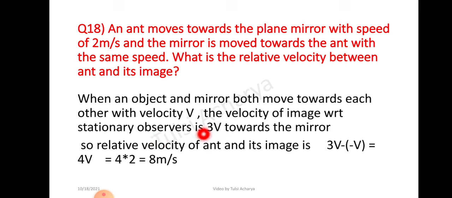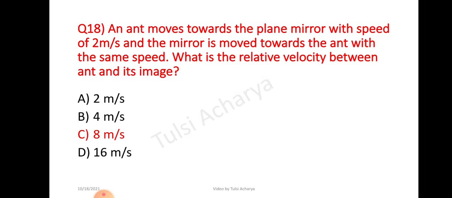So this is 3v, and the relative velocity between the ant and the image: 3v is the velocity of the image, and this is the velocity of the object, v. If they are moving in the same direction, 3v minus v will give us 4v, and our v is 2 meters per second. By multiplying 2 with 4, we get 8 meters per second. That is option choice C. Now let's move to question number 19.